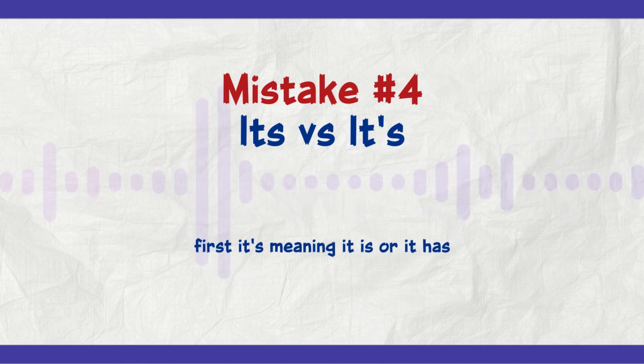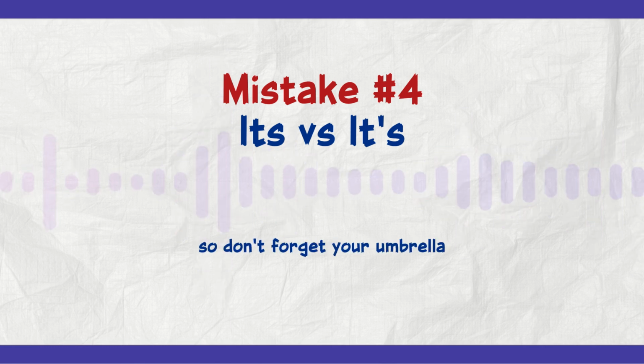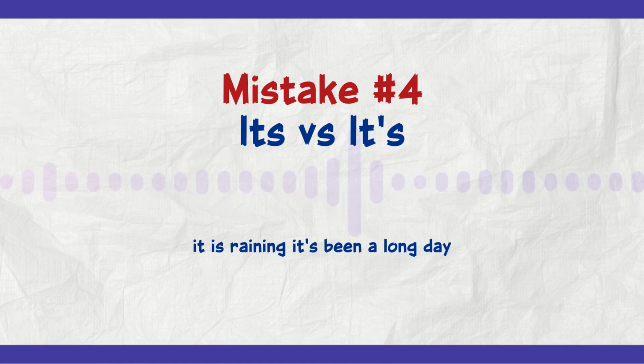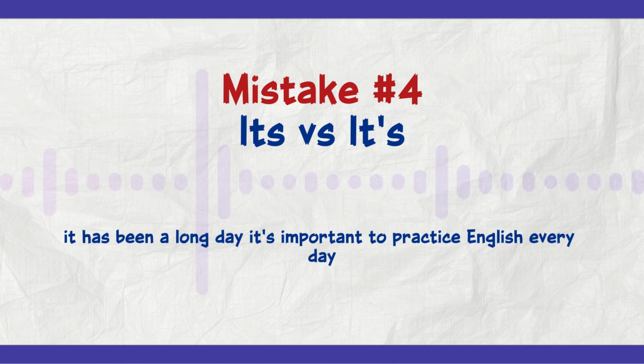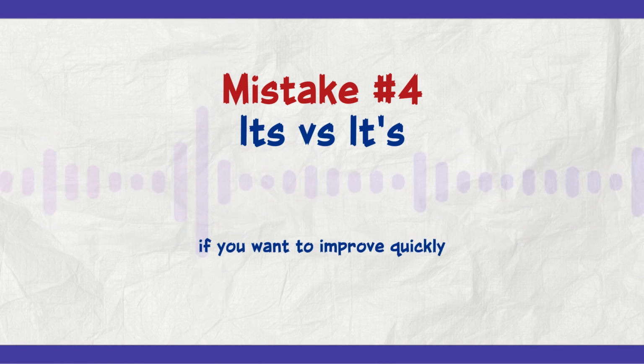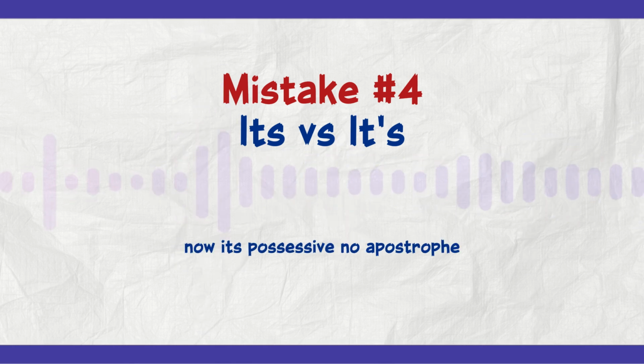First, it's, meaning it is or it has. It's raining heavily outside, so don't forget your umbrella. It is raining. It's been a long day, and I'm feeling quite tired. It has been a long day. It's important to practice English every day if you want to improve quickly. It is important.